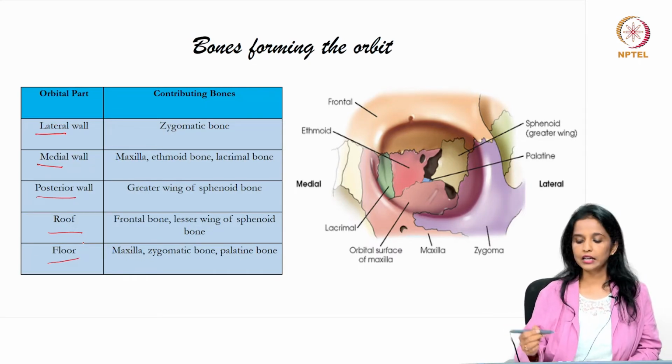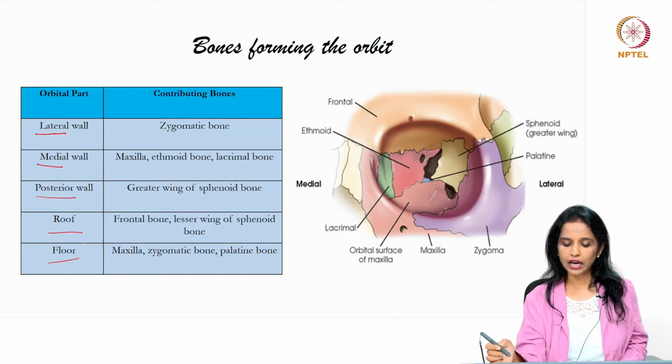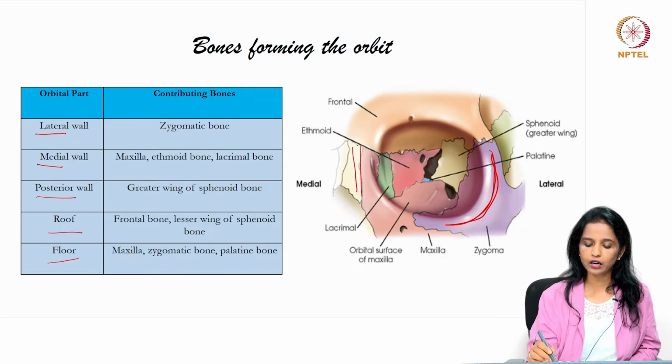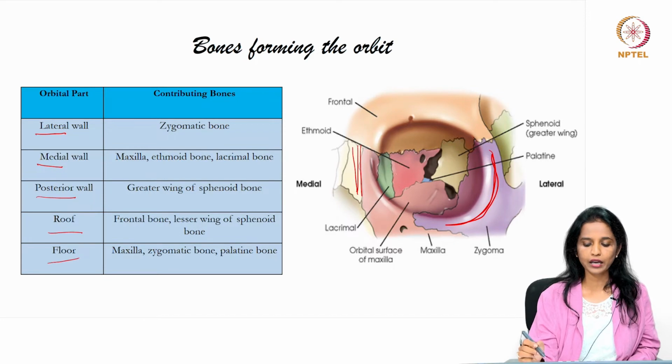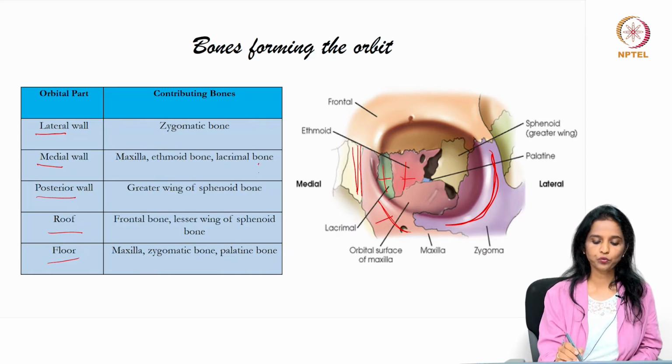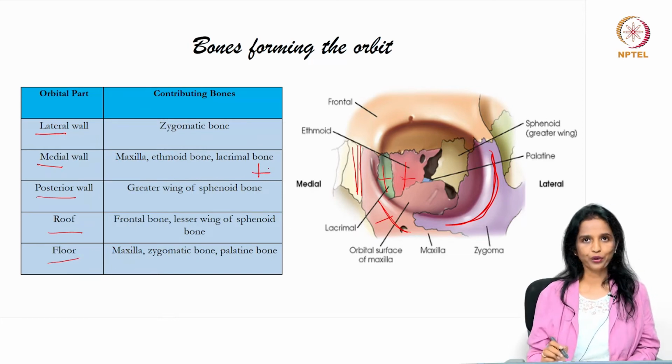So what forms the lateral wall? What forms the lateral wall here is your zygoma. So this is your zygoma, which forms the lower lateral portion of the orbit, and then we have the medial wall here. The medial wall is formed by the maxilla, the ethmoid bone, we can see that this is the maxilla, and then we have your ethmoid and the lacrimals. So, I am marking it as plus. These 3 bones go into forming the medial wall of the orbit.